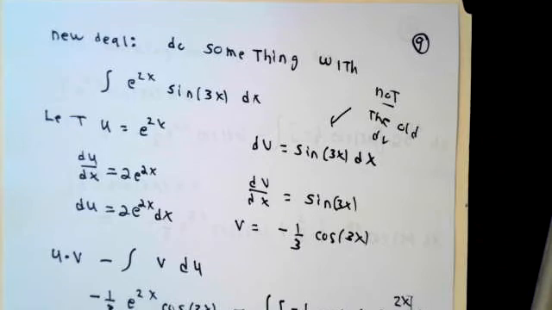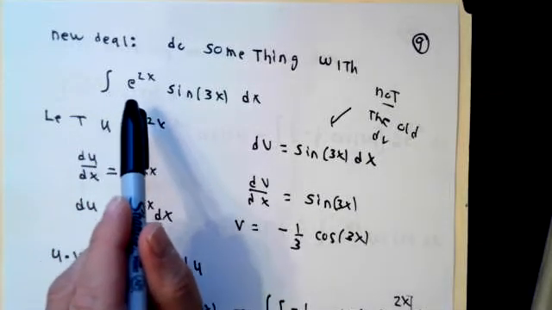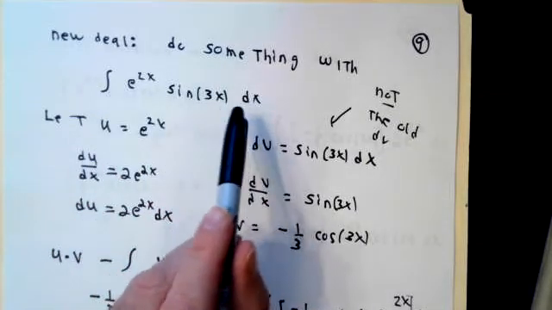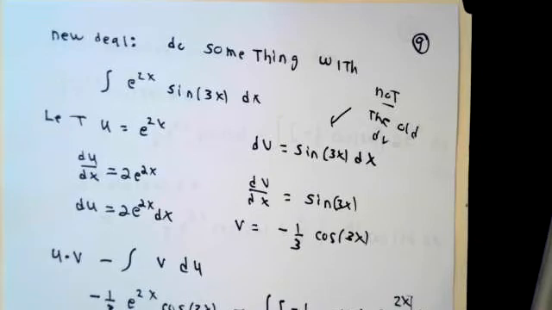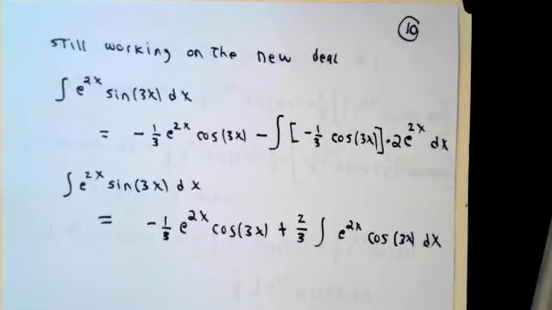The new deal, this one chunk that we're thinking about, this integral of e to the 2x sine 3x dx, using integration by parts, is given by this messy thing. Now, it looks like we're going around in a circle, which we are, but it's a good circle. We are still working only on this new deal integral. We'll hook it back into the original in a while.